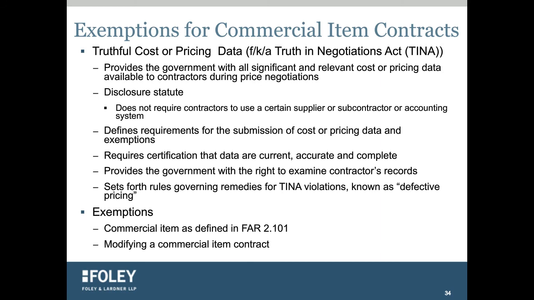prudent buyer or seller would want to know when negotiating price. Such a fair level playing field with the government. It requires certification that you are giving the government everything, and everything you're giving them is current and accurate. And so your certification says it's current, accurate, and complete. And guess what? If you miss something and the government audits, and they can audit for up to 3 years after final payment, they can come back and reduce your price. This sounds so fair, doesn't it? Well, commercial item prime contracts and subcontracts are exempt from this requirement.